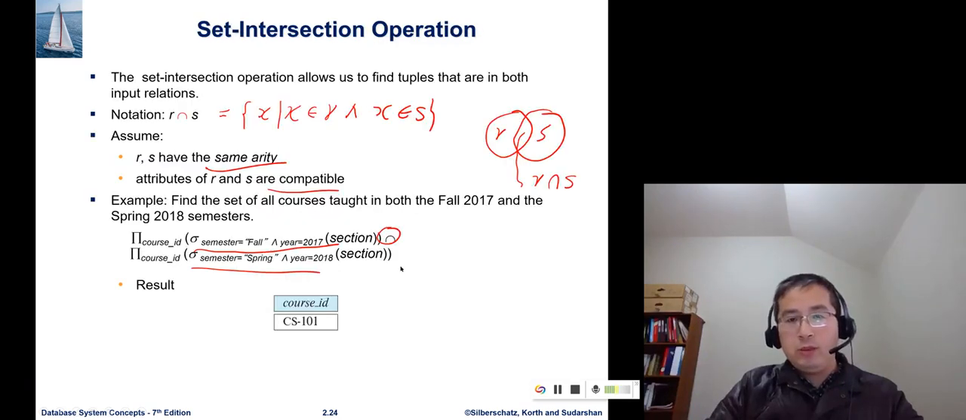But when we do the intersection, because CS101 appears in both sets, we keep it one time only, no problem. It appears in both relations or tables, and then we keep that one time only in the resulting table. So you get CS101. Okay, this is for the intersection.